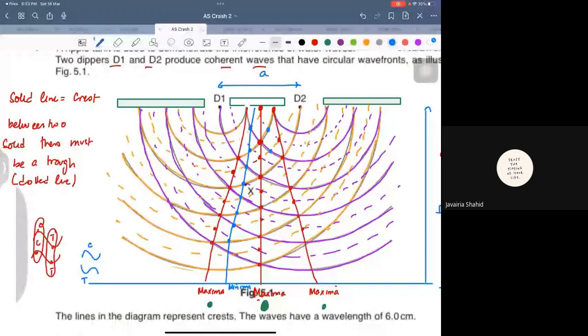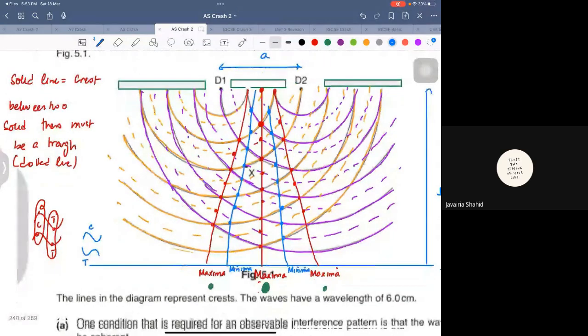And similarly, here, here, here. So even if you don't make a dotted line, you would automatically know that if a point is shown on the solid line at the center of it, then obviously this is going to show you a minima. That's because between two solid lines there is a trough, and if a crest is going there, it means it is being disrupted.